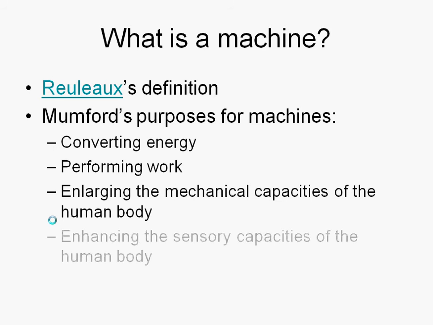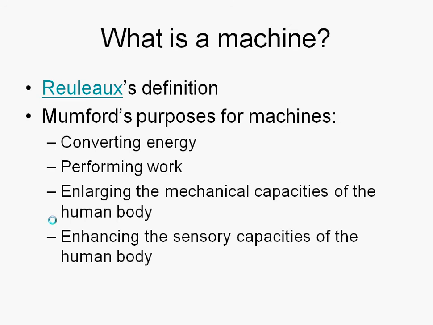The next purpose was enlarging the mechanical capacities of the human body. And one interesting example here I thought was a car jack. Even with a small car jack that you find in some of these smaller cars, maybe hidden under the spare tire in the trunk, you can lift one side of a 3,000-pound car so that you can change the tire by simply moving the lever up and down.